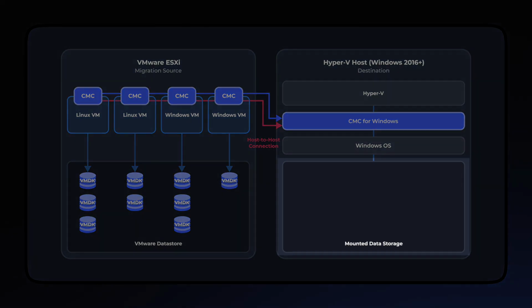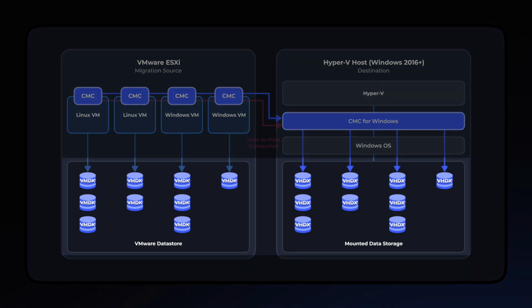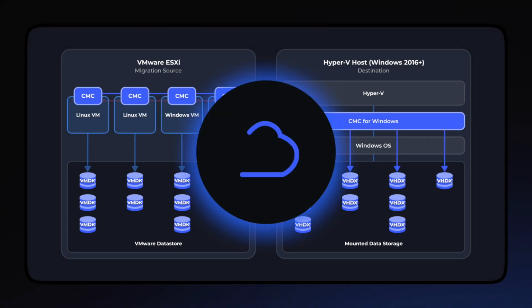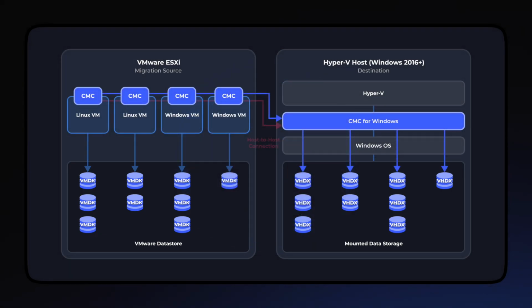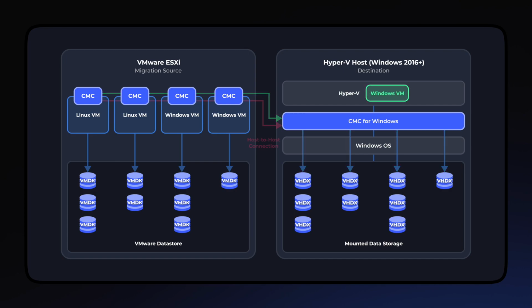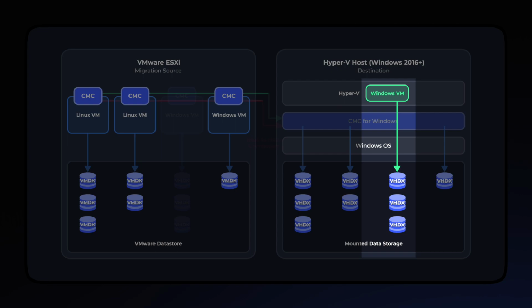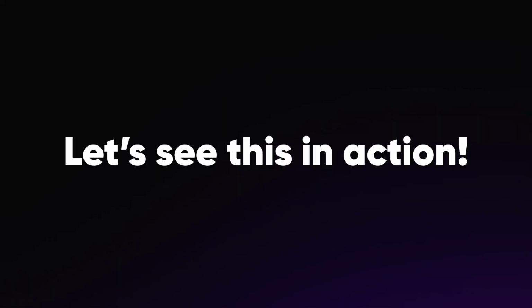We will also automatically provision new Hyper-V disks that match your source volumes. CMC will do all the work, and data will be migrated to the newly allocated storage accordingly. When you are ready to cut over, CMC will create a Hyper-V VM with right-sized CPU, memory, and other system and network settings. And it will also shut down the source VM and power up the new Hyper-V VM with all migrated VHDX attached. Let's see this in action.